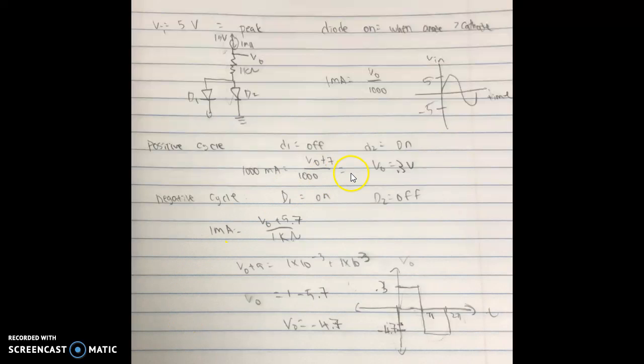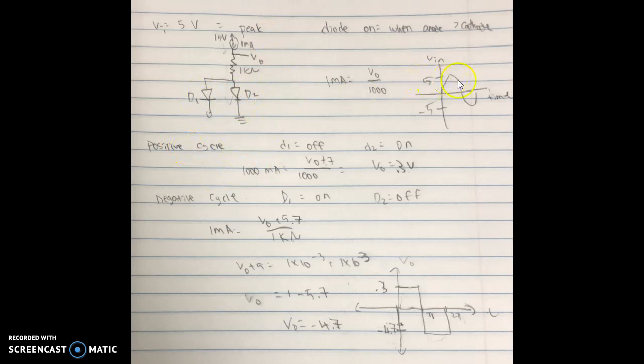So for the second question, we see that the input value, Vn, peaks at 5 and negative 5. And for this circuit, the fundamental idea is to determine when the two diodes are on and off.